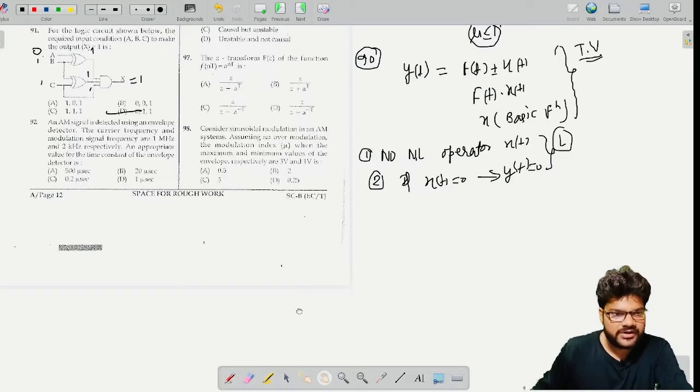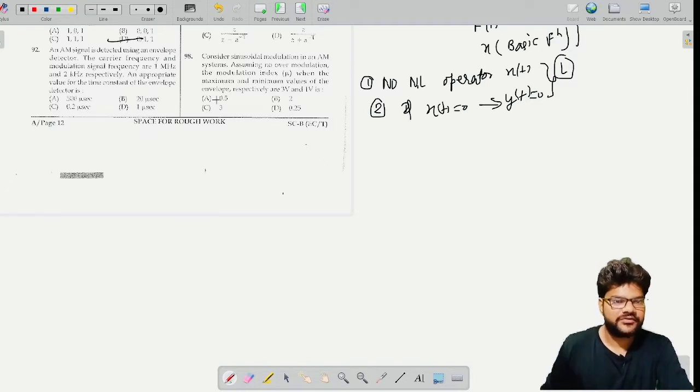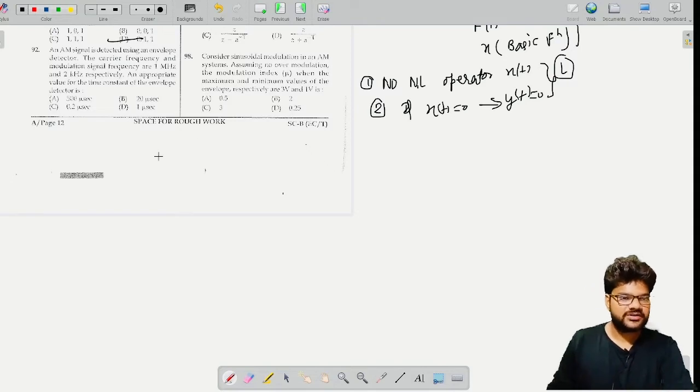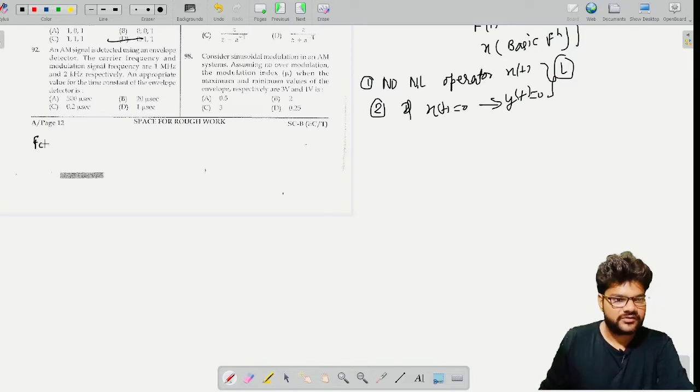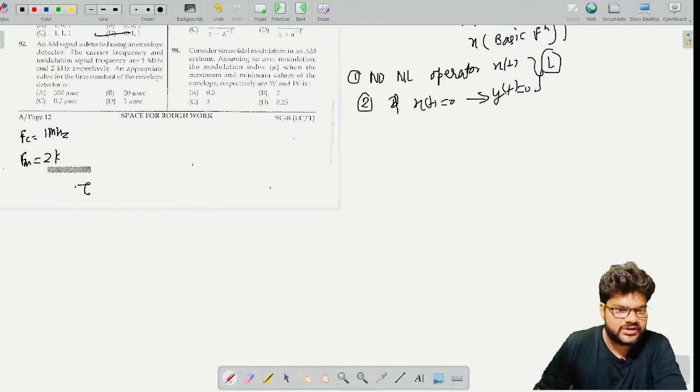The next question is question number 92. An AM signal is detected using an envelope detector. The carrier frequency and modulation signal frequency are given: the carrier frequency is 1 megahertz, and the modulation signal frequency, fm, is 2 kilohertz. What is an appropriate value for the time constant of the envelope detector? We know that for an envelope detector, the time constant should be greater than 1 by fc and less than 1 by fm.